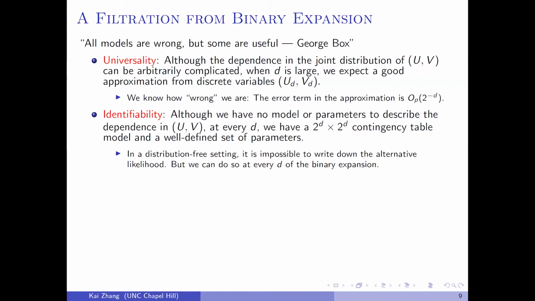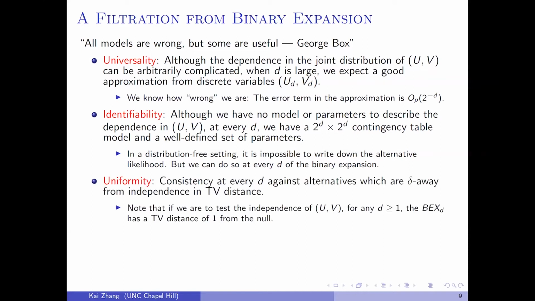Recall, the problem is hard because we can lose control. In this distribution-free setting, we don't have a model, we don't have a parameter, we don't have a likelihood, we don't have anything. However, if we consider the binary expansion filtration, then at every depth d, we have a 2^d by 2^d contingency table, which is a well-defined model with well-defined parameters and well-defined likelihood, so we have everything. As a consequence, we achieve the desired uniformity. That is, at every level d, we can be consistent against any alternative distribution that stays away from independence in total variation distance. Recall that this is not true without the filtration approach.